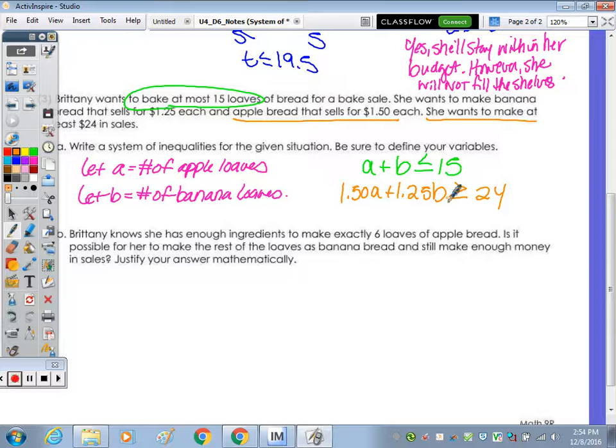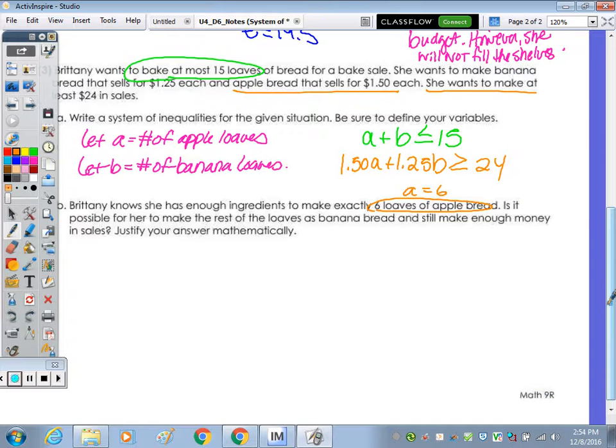Part B, Brittany knows that she has enough ingredients to make 6 loaves of apple bread. Okay? So we know that A equals 6. So with the A plus B, that goes with how many she wants to bake. If we know she's going to make 6, that means she's going to bake how many banana? 11. Nope. 9. It can be equal to 9, right? So we're good. It didn't come out to be a decimal.